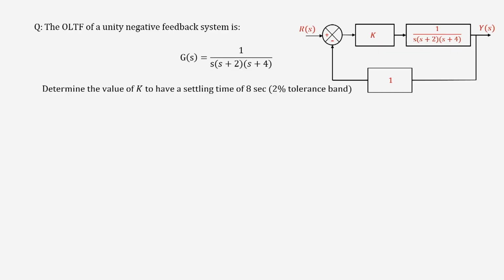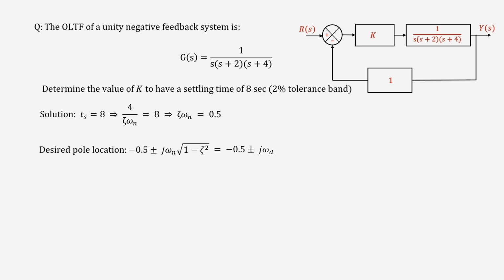Okay. So, first of all, let us blindly think that this is a system, I want a settling time of 8 seconds. I know the formula of settling time, I use the formula, I find out the desired pole locations. So, let us try to find out the desired pole location first. Using that formula, what was the formula? 4 by zeta omega n equal to 8. So, zeta omega n comes out to be 0.5. So, that means my desired pole location now becomes minus 0.5 plus minus j omega d.